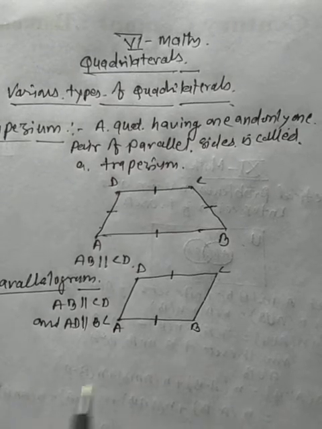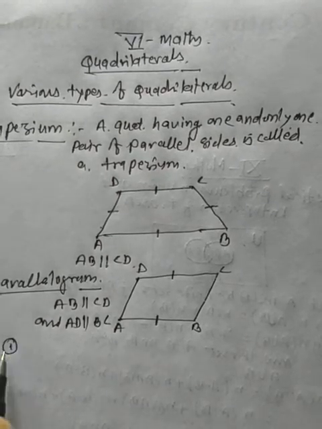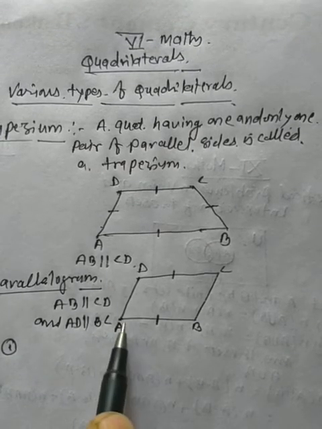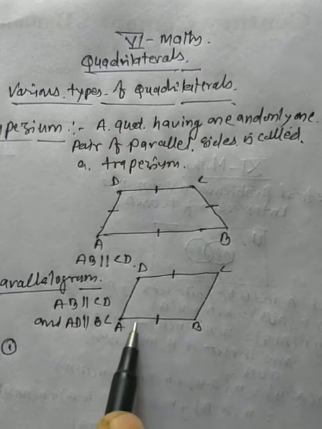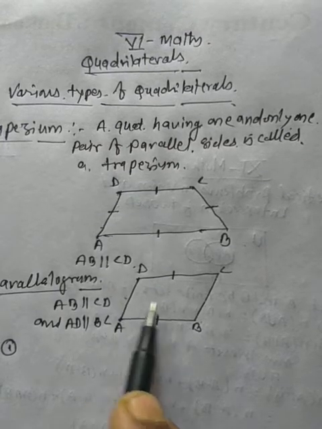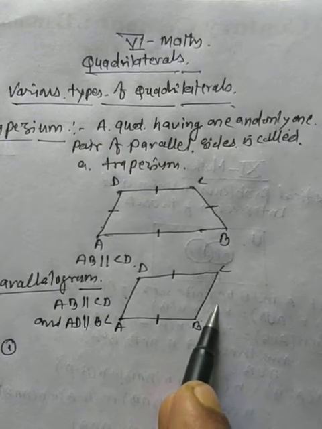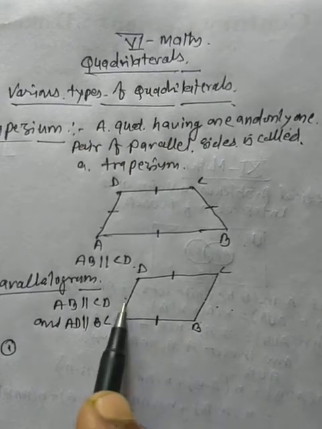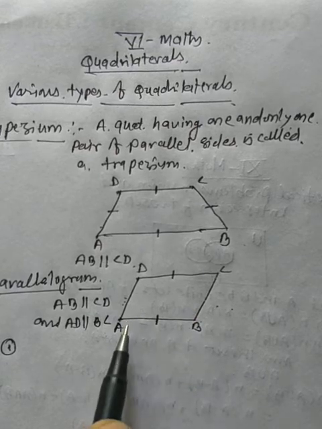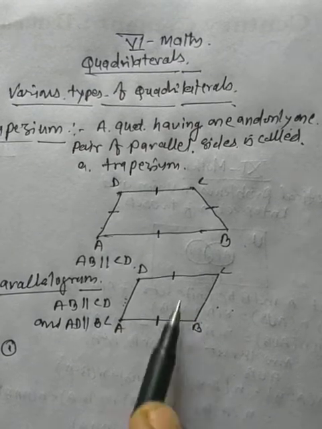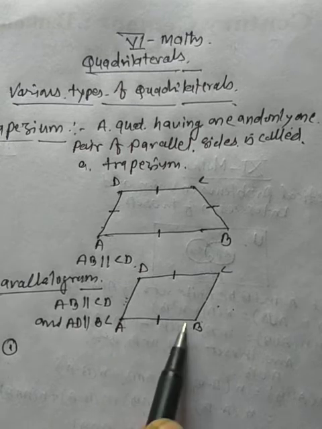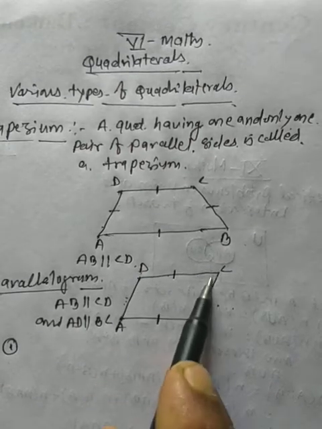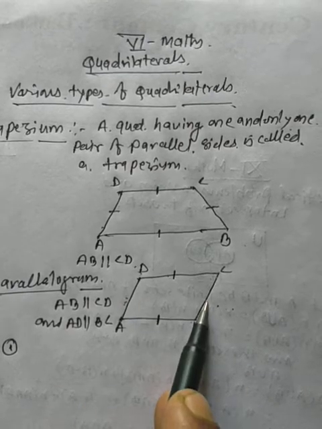Properties of a parallelogram. First, opposite sides of a parallelogram are equal and parallel. That means AB is parallel to CD and AB is equal to CD. AD is parallel to BC and AD is equal to BC.